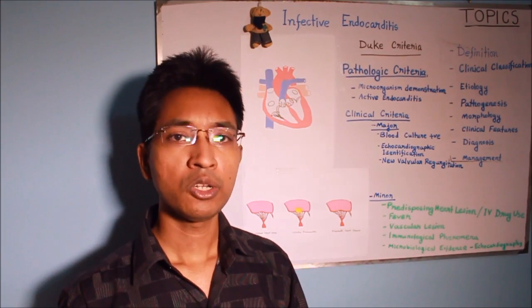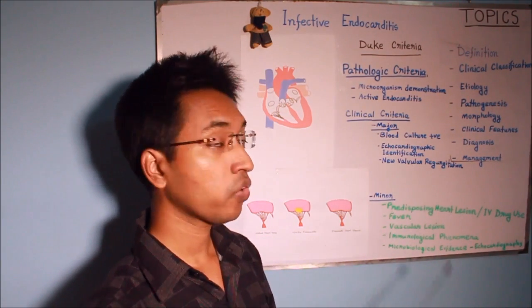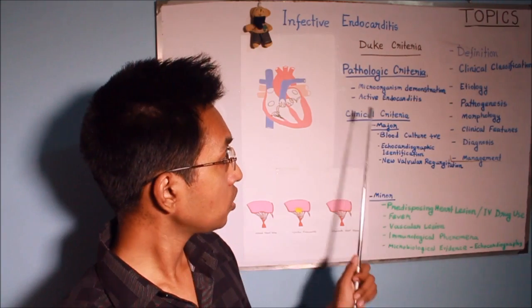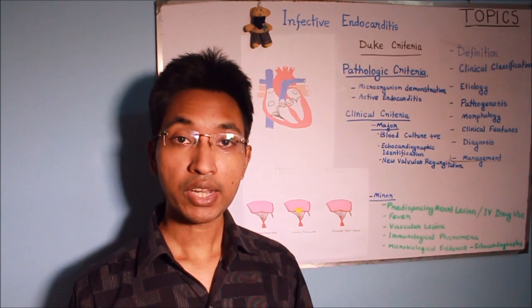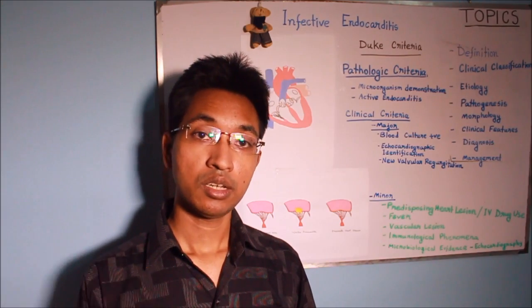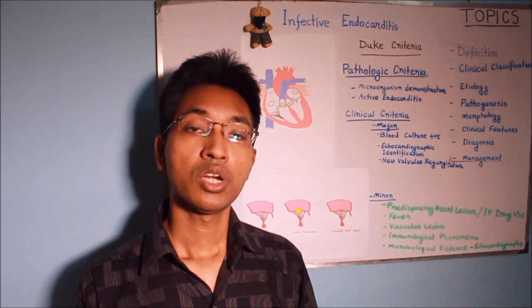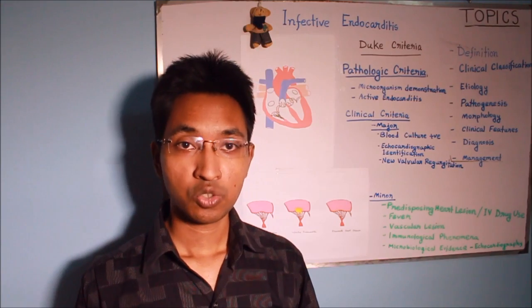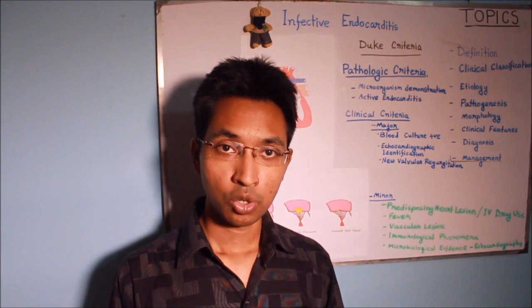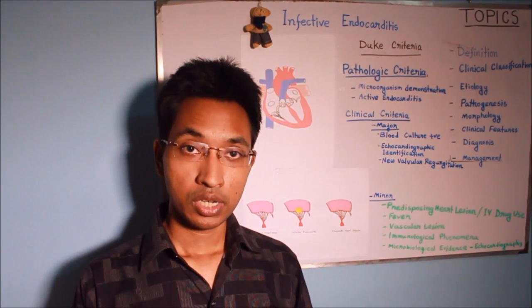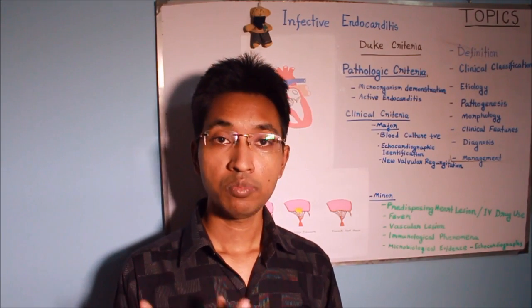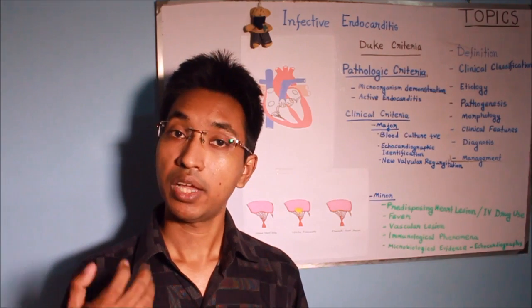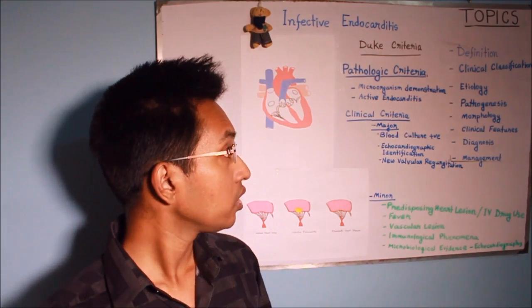So first we will talk about the pathologic criteria, and the first criterion was demonstration of microorganism in the vegetation or in the embolus that was derived from those vegetations or in the intracardiac abscess, and these will be demonstrated either by culture or by histology.